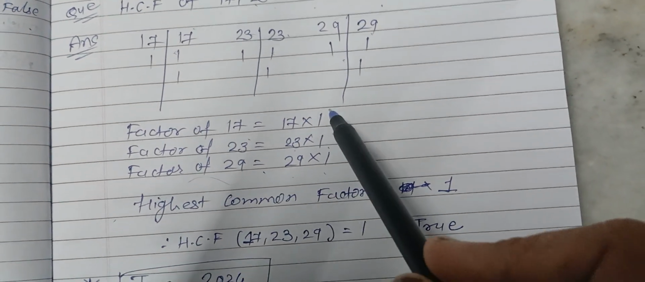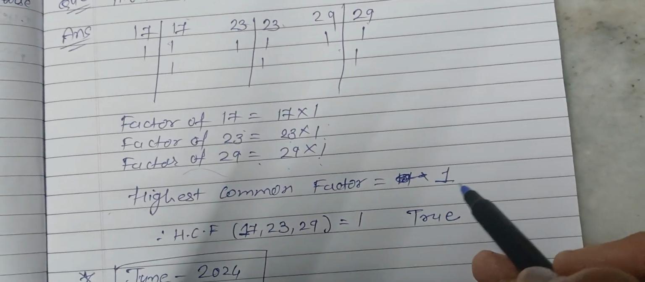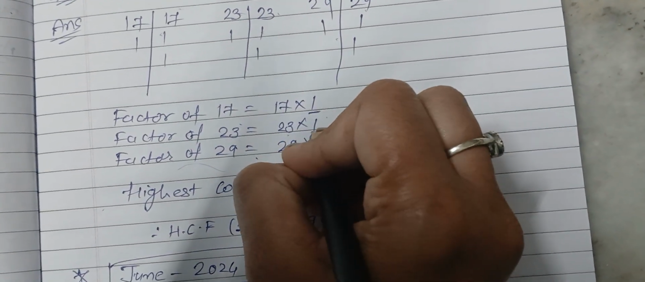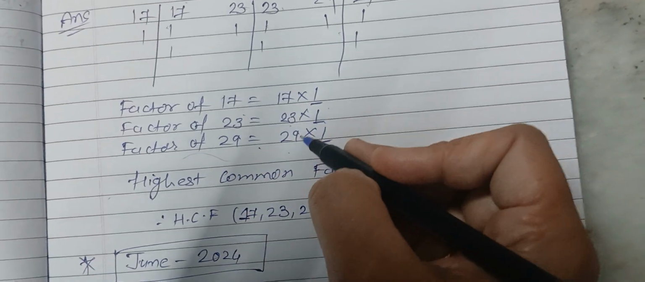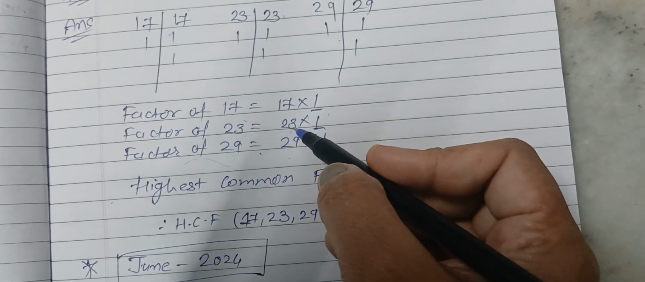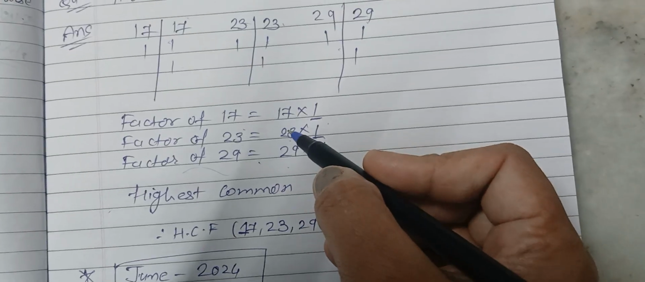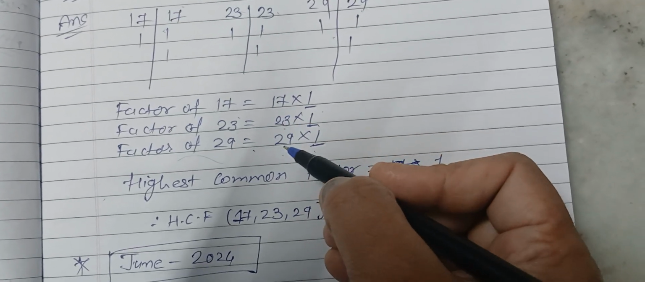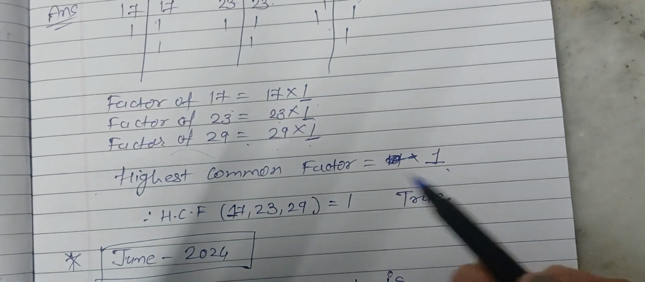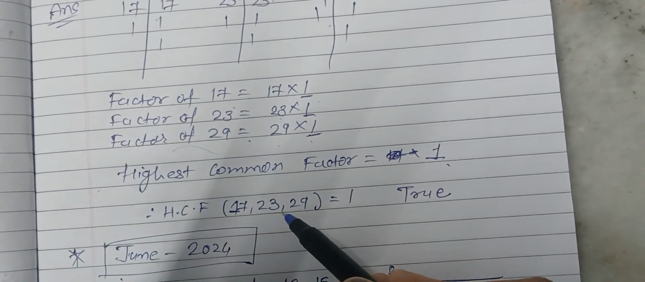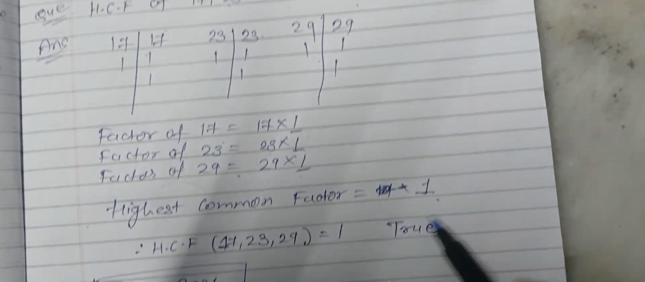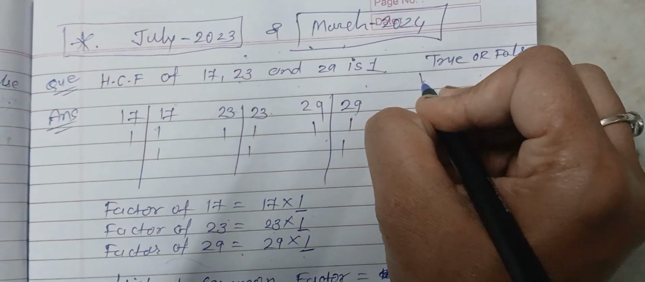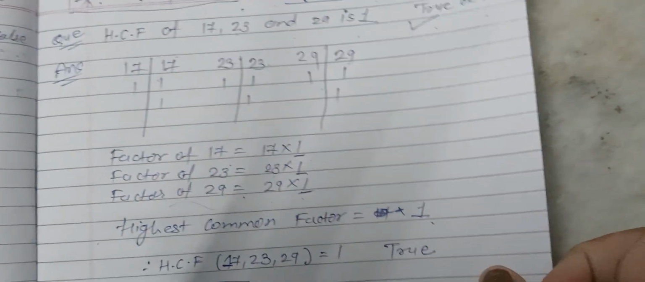What is common between these three factors? Only 1. There is nothing common apart from the 1, 1, 1 and 1. Because these are odd numbers, we cannot divide further. We cannot factorize further. 17, 23 or 29, these are odd numbers. So the HCF of 17, 23, 29 is equal to 1. This is what has been asked in the question itself, so we can directly tick that. This is a true statement.